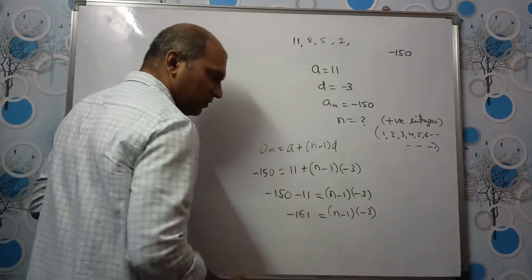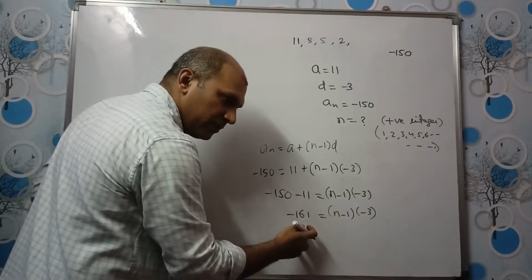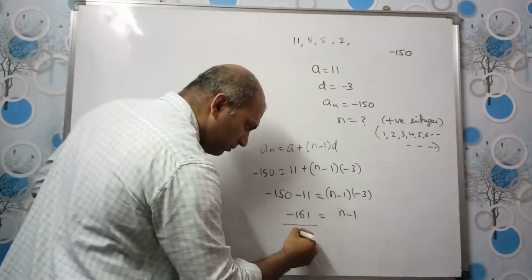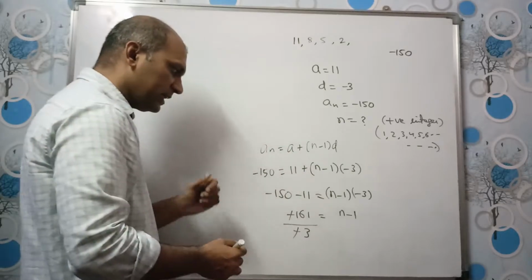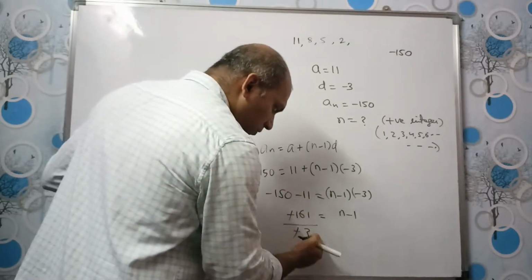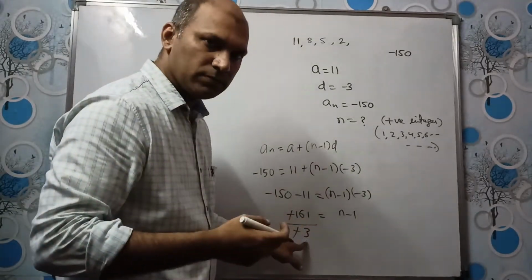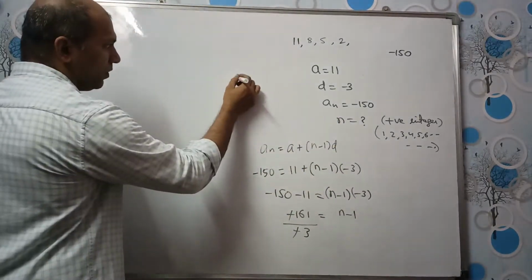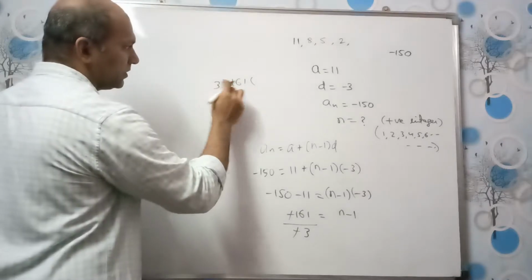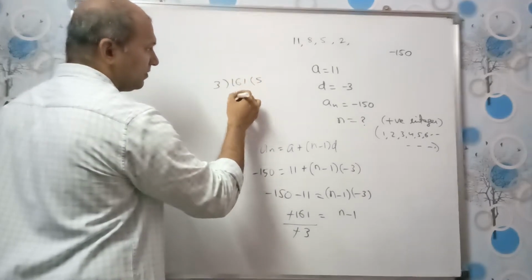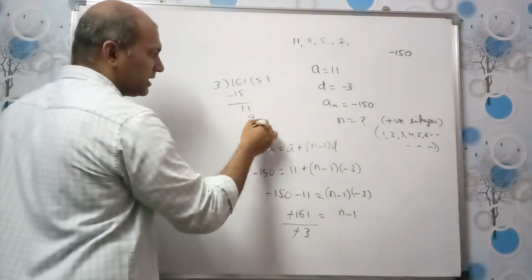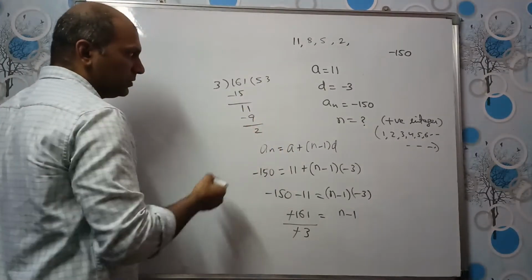Okay, minus 3 will come to this side, it will divide. So we have n minus 1 equal to 161 by 3, the minus will get cancelled, right? So see, 3 will not divide 161 perfectly, right? 161 divided by 3. So how much is this now? 3 5s are 15, 1 remains. So it will not divide it. 3 3s is 9, 2.